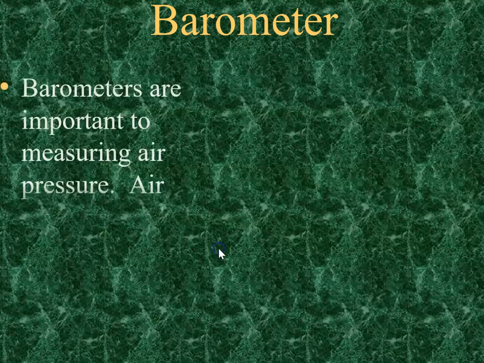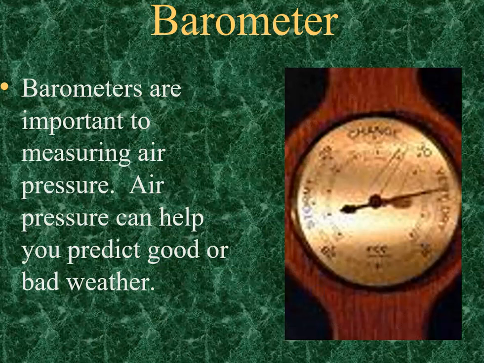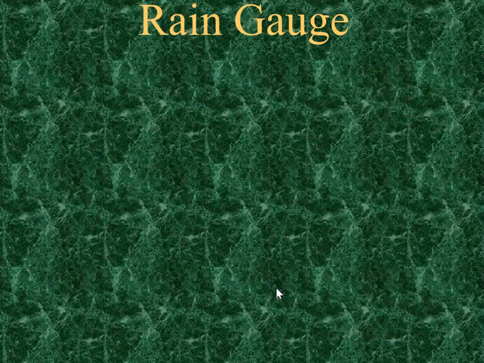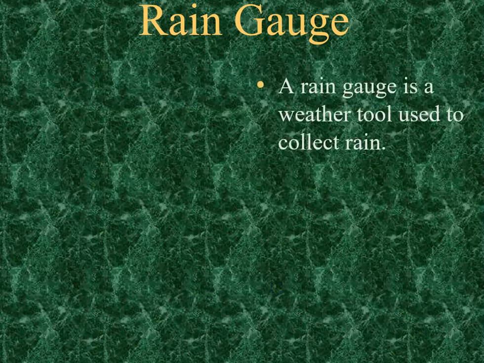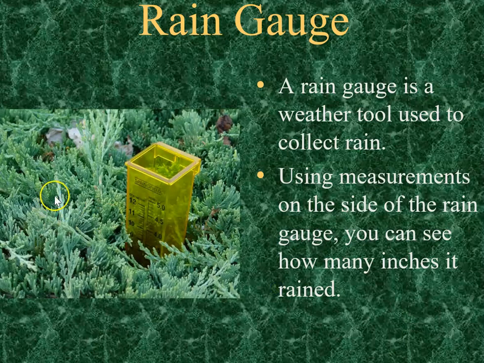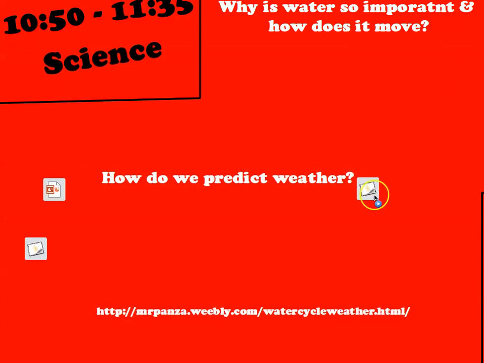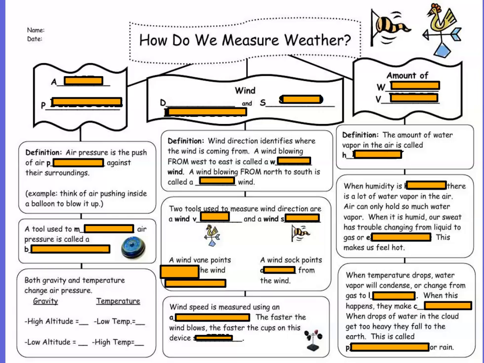A barometer is all about air pressure. Air pressure can help you predict good weather or bad weather, depending on if it's low or high pressure. It looks something like this. A rain gauge, quite simply, is a gauge that will collect rain. It measures how much rain is outside, so you can see how many inches it rained. Looks like this. Those are the basic weather tools, and as I mentioned, our book goes over the anemometer and the barometer specifically. We're going to talk about those and the other ones and some that we haven't mentioned yet.